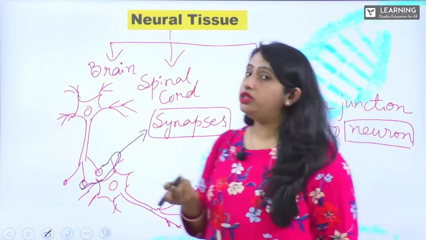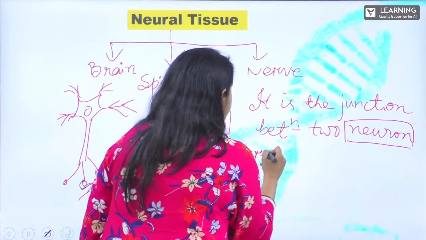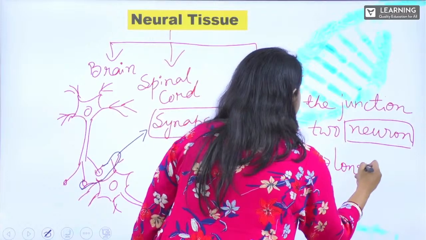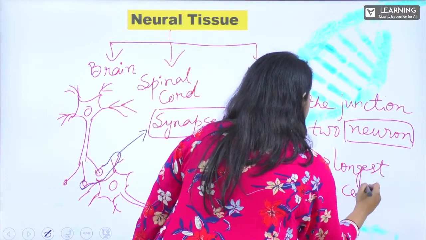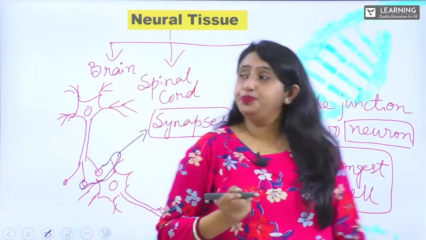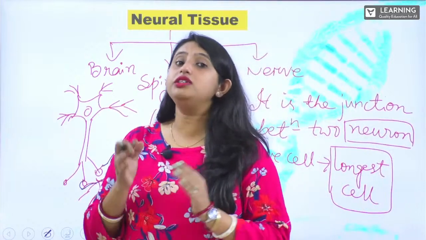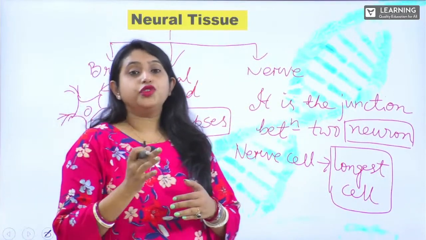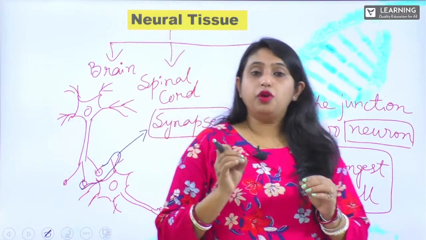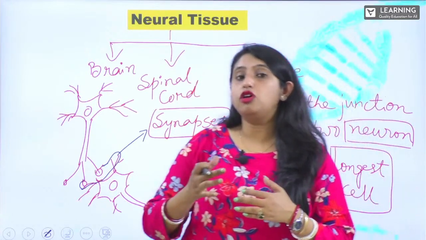So you know that nerve cell is the longest cell in our body. It is the longest cell in our body. Is that clear? So this nerve cell, what is the function of this nerve cell? It is responsible for controlling and coordinating all the actions in our body. So our body is functioning properly because of the nerve cell.